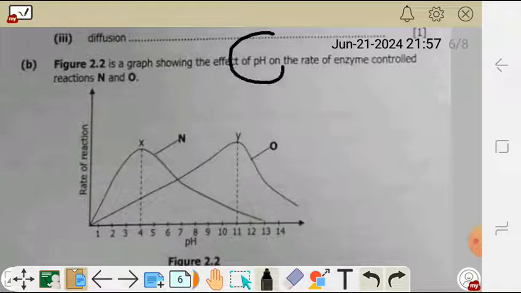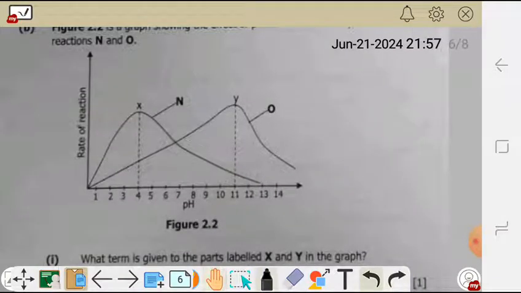So take note of that, the effect of pH on the rate of enzyme controlled reactions N and O. N here represents a reaction, and O there we have a reaction. So in this figure we have the pH, from pH 1 to 14, and then we have the rate of reaction. The rate of reaction is increasing in that way. Okay, that is the figure.